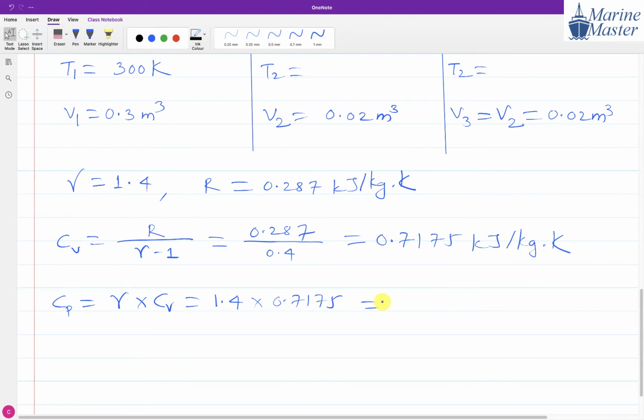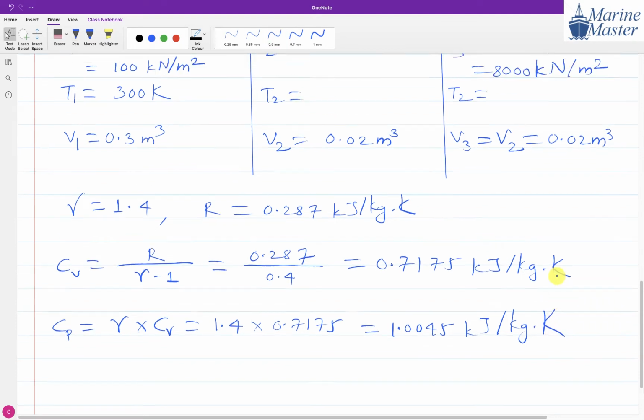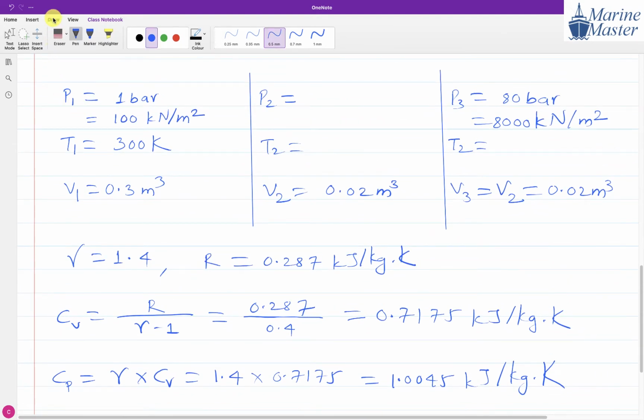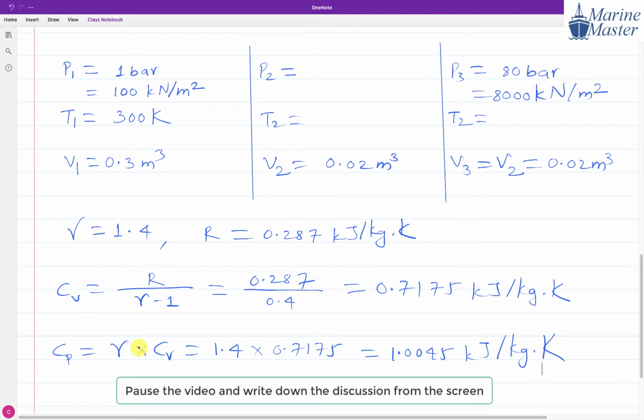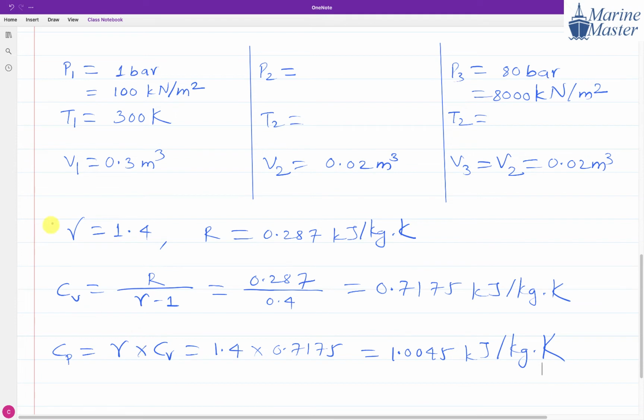We got it. Do the calculation, 0.7175 into 1.4, which is 1.0045 kilojoule per kg Kelvin. Capital K means Kelvin. So before going further, please add this discussion in your notes. Add this table and these given things, please add this discussion. So everyone completed up to this point.